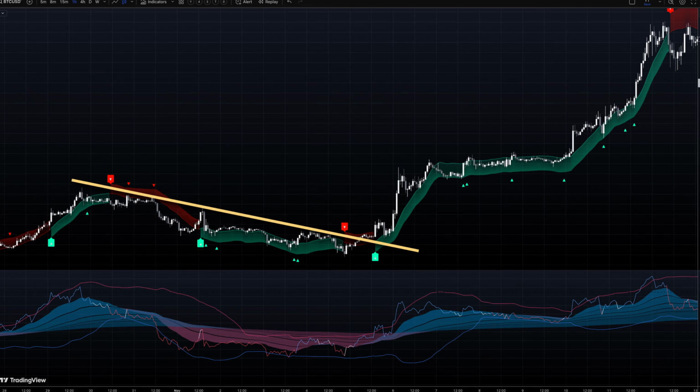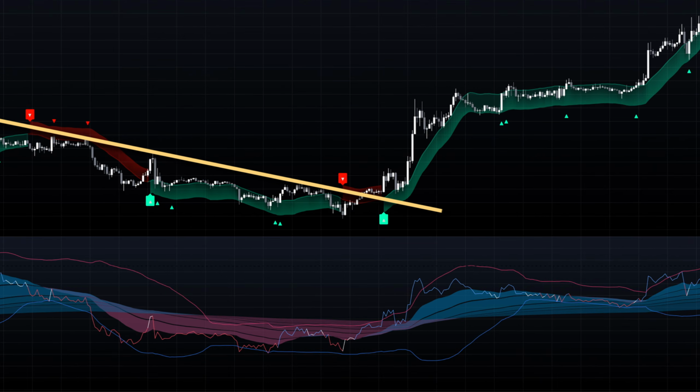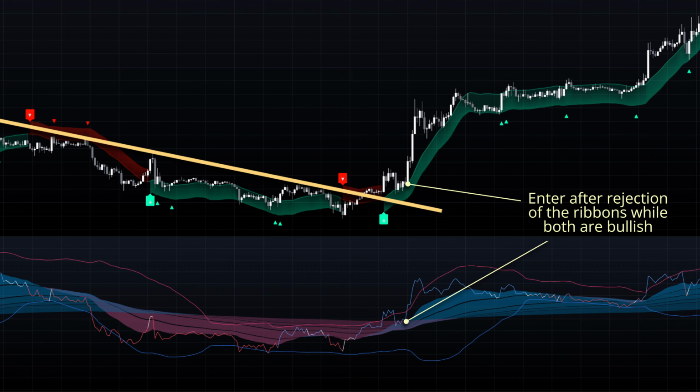In this scenario, draw a trend line over the price chart and wait for it to break. But notice even after breakout, if the TP RSI ribbon remains bearish, we continue waiting for it to turn bullish before entering.